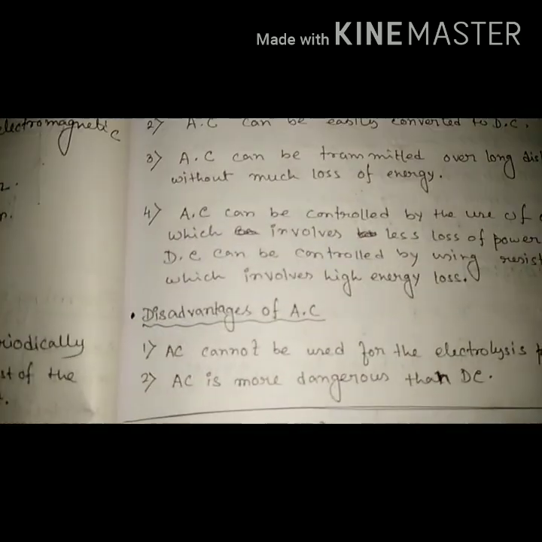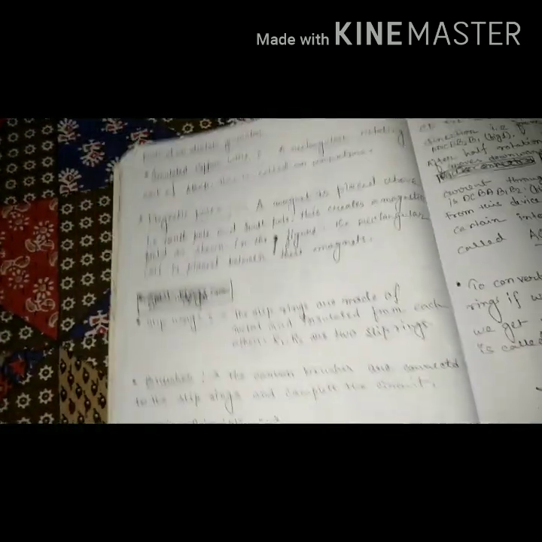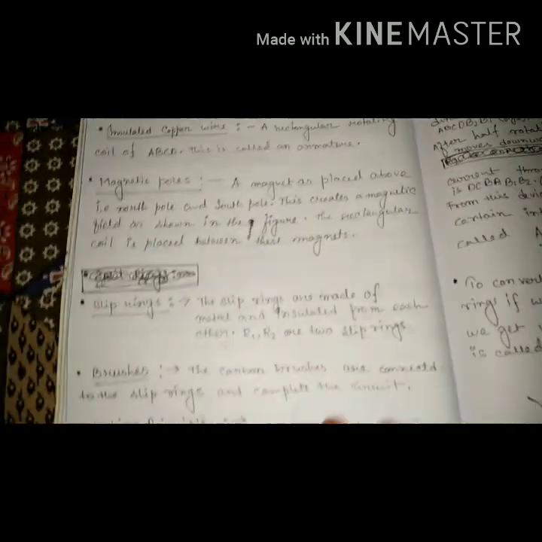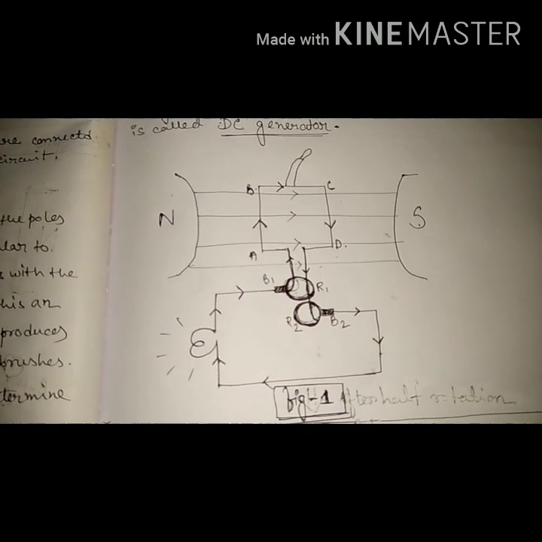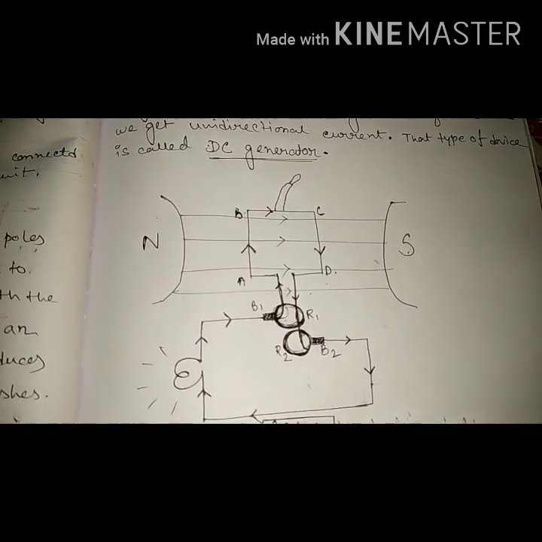Clear about the AC and DC? Now we discuss the generator, the AC generator. So first we discuss the parts of the generator. This is a diagram of the AC generator. This rectangular ABCD is an armature, a rectangular coil.